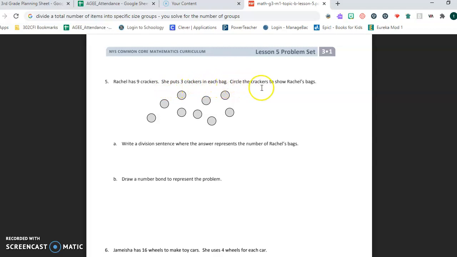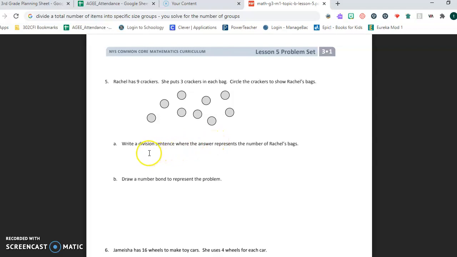Okay, circle the crackers to show Rachel's bags. Okay, so a bag is the circle that you're going to make for the groups. So you're going to put 3 crackers in a group, 3 crackers in a group. I would recommend keeping your circles around items that are near to each other so that you're not stretching your circle all around and getting confused. So your first job is to actually put the crackers into bags, by circling 3 crackers at a time.